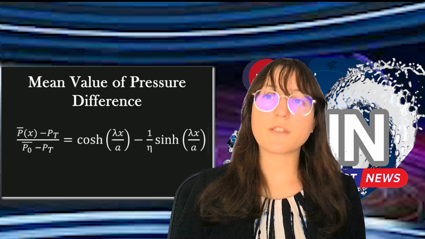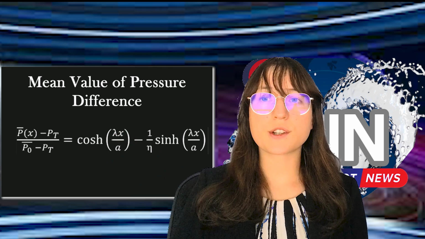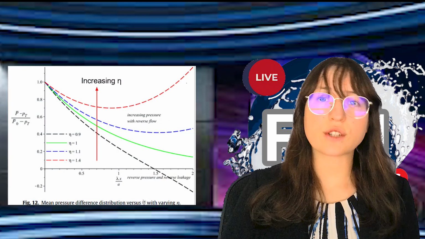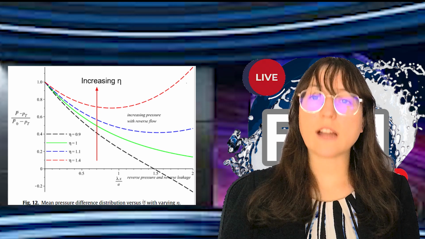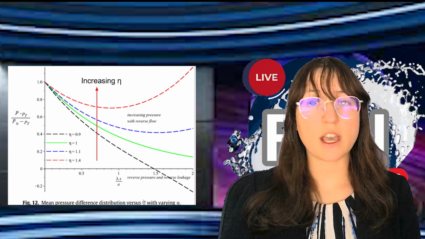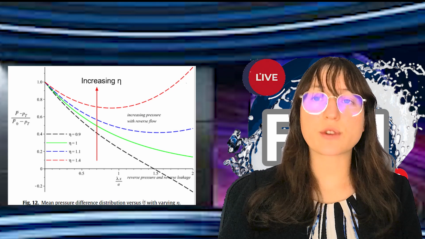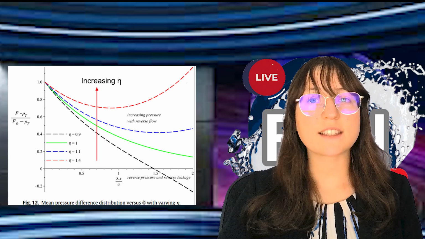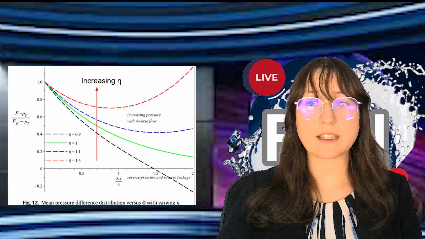The last equation I would like to go over with you all is the mean value of the pressure difference shown here. From this equation, we can see that the mean pressure is also dependent on the separation constant, the channel height, and the dimensionless eta. While for all eta values there is an initial decrease in the mean pressure along the length of the channel, for higher values of eta we see a reversal and an increased mean pressure, which indicates an area of reverse flow within the channel, which is favorable to the ability to filter.